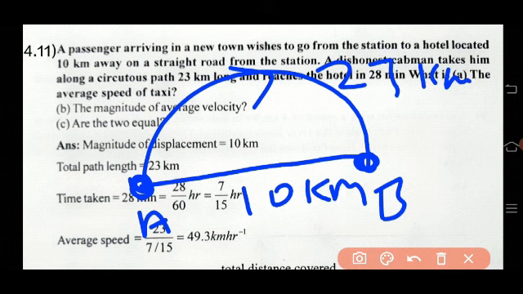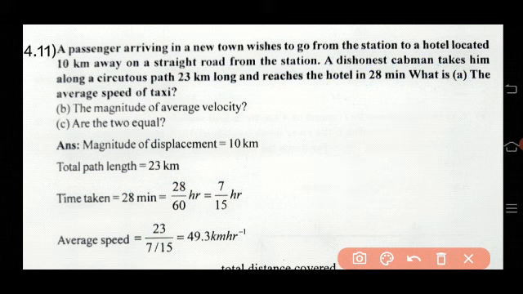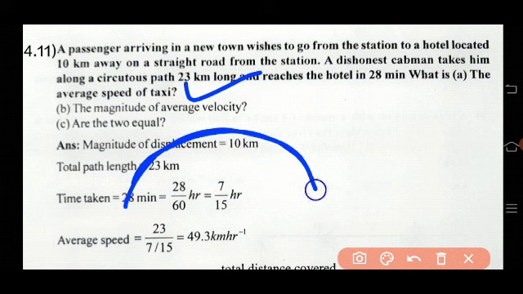Okay, so this is a question. We need to find the average speed of the taxi. To find average speed, we need the total path length. What is the total path length?